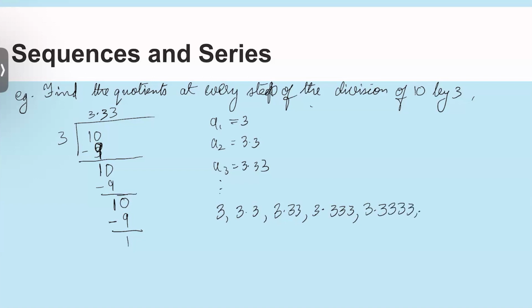Okay, and you will see that this will go on increasing. If there is no limit to how many steps we are taking, or at which point we are going to stop dividing 10 by 3, the number of quotients can go on increasing. Now this can then be termed as an infinite sequence.